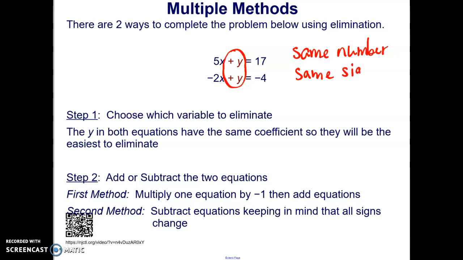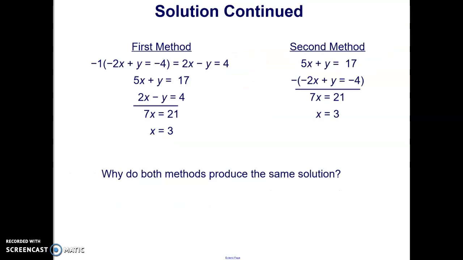There are actually two choices that end up being the same thing, just two different ways to look at it. The first method is to multiply one equation by negative 1 and then add the equation. The second method is to subtract the equations by remembering that all of the signs change. So let's look at how this plays out.